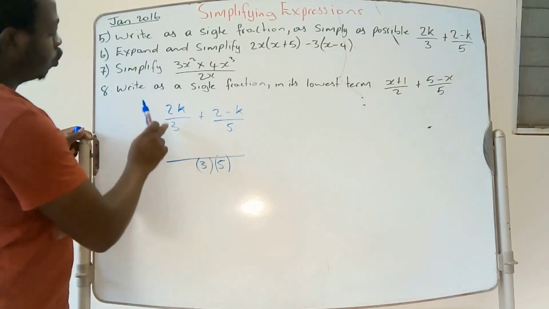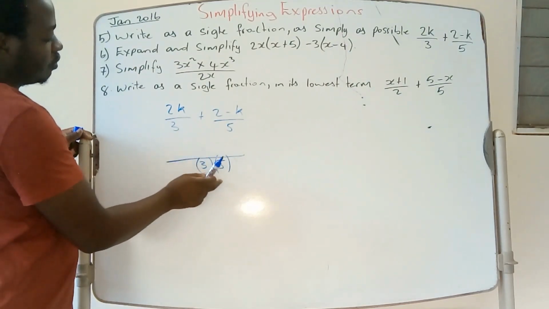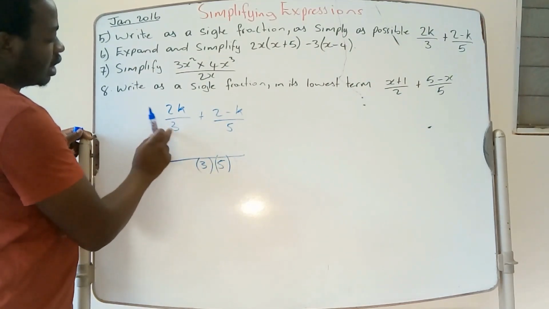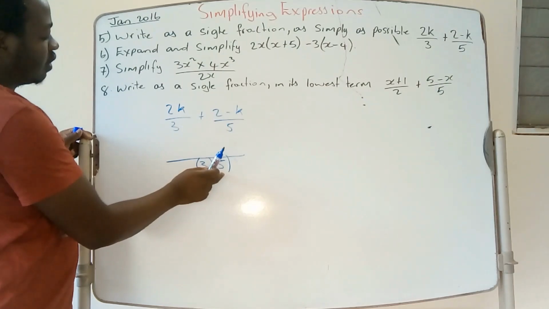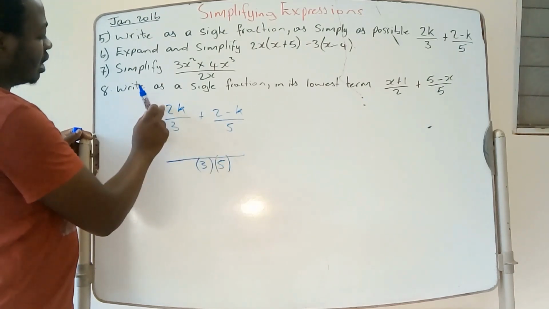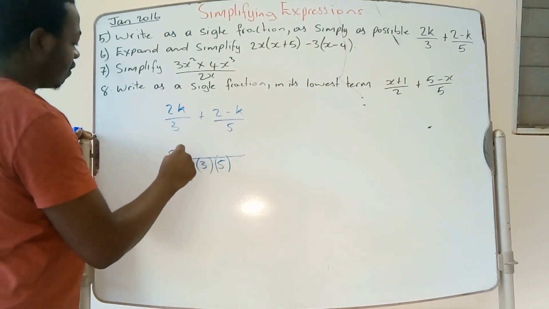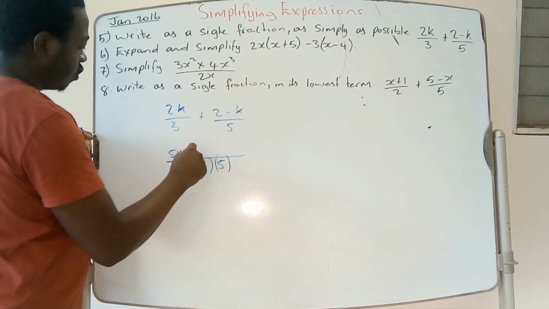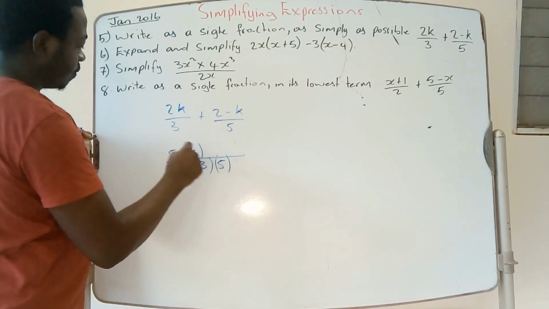Alright? Now 3 into 3 times 5, 3 will cancel out each other, leaving back with 5. What am I going to do with this 5? I'm going to take this 5 to multiply this numerator. So it's going to be 5 times 2k. Alright?